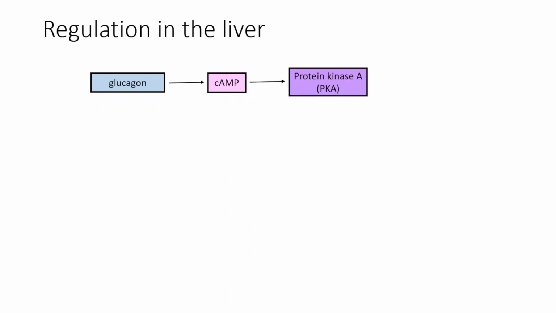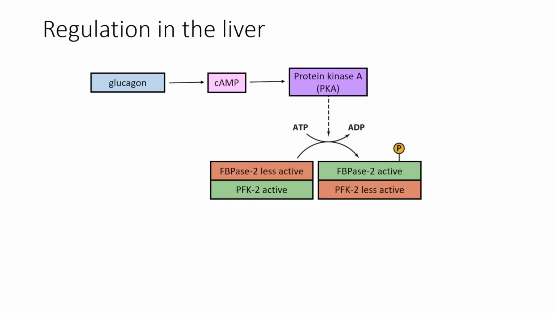That cyclic AMP activates an enzyme called protein kinase A. This is a kinase, so it adds phosphate groups. It phosphorylates its substrates. One of the substrates for PKA is this bifunctional enzyme that contains both PFK2 and FBPase2. So this is regulating that allosteric effector that we talked about a little bit last time, called PFK2, called FBP2.